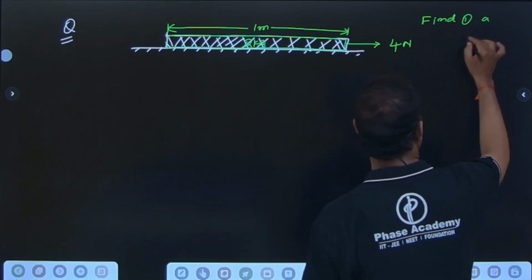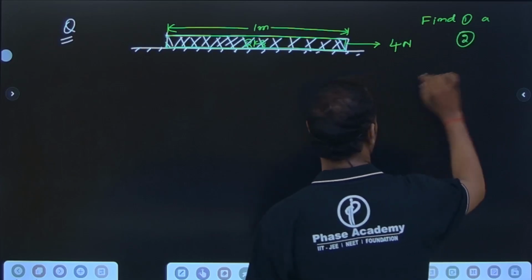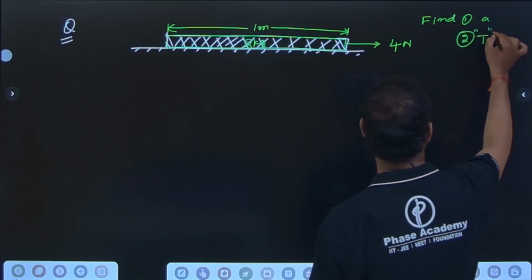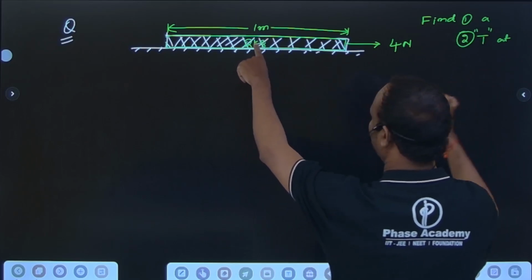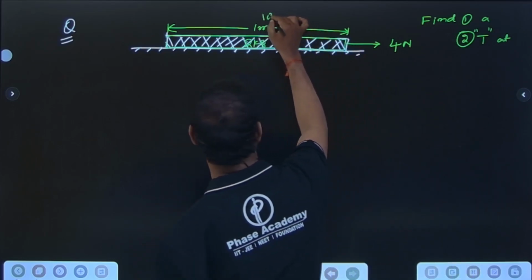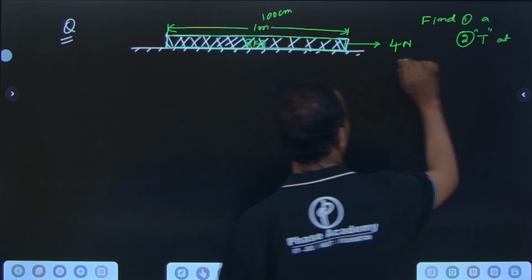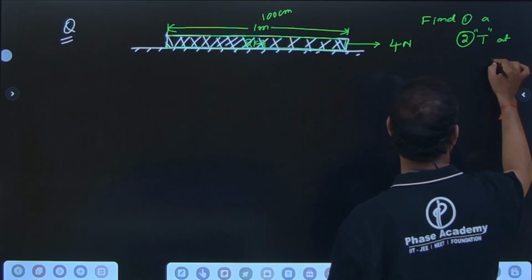For the second part, what is the tension? This is 1 meter, no? 1 meter means 100 centimeter, right? Yes. Tension at 25 centimeter.